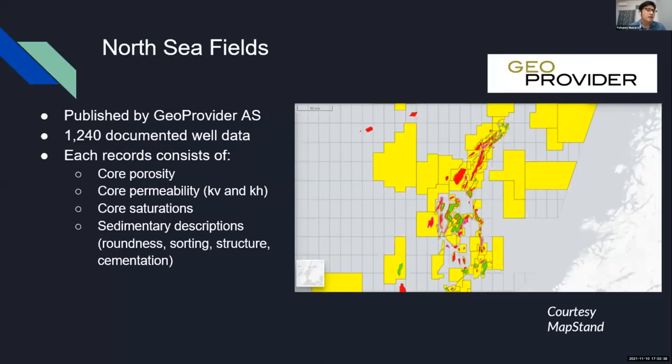Okay, so one of the data that is quite open source here, you can see lots of open source data in the North Sea. And one of the examples are here published by Geo Provider AS, where you can find lots of data, about 1,000 documented data. And in this data, you can see lots of sedimentary data, for example, core porosity, core permeability, and sedimentary descriptions such as roundness, sorting, or structural sedimentation.